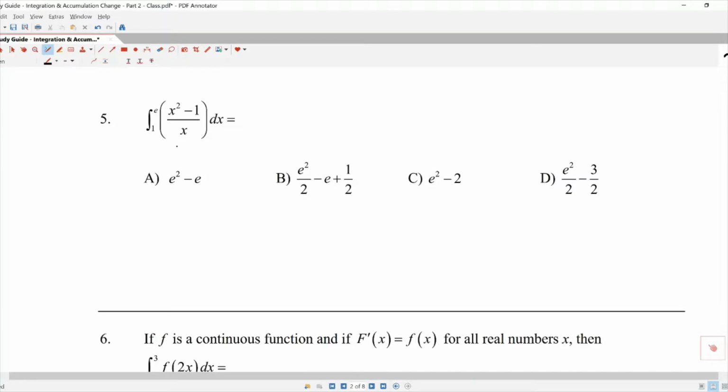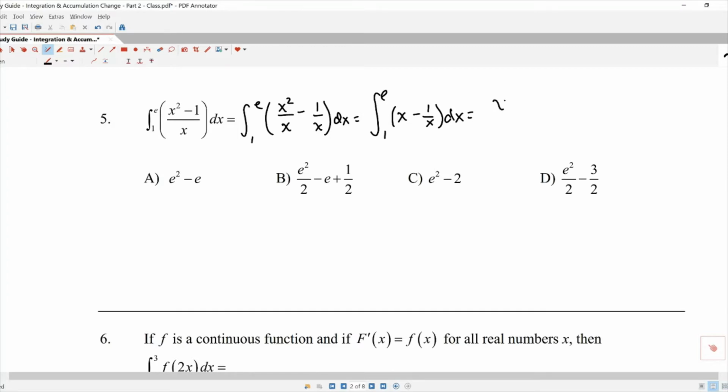And then number 5, this is very similar to the one that we did in the study guide. So the integral from 1 to e, we do need to split it, because we don't have a quotient rule. And if we try to do substitution with u being x squared minus 1, we run into the issue of now the du is on the bottom. So we can always split it. So go x squared over x minus 1 over x dx. The first term simplifies to x minus 1 over x dx.